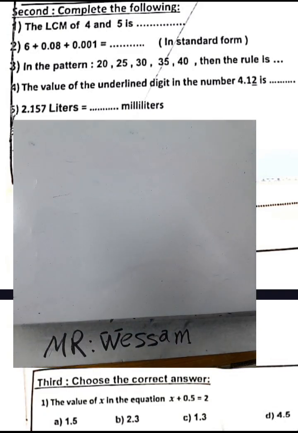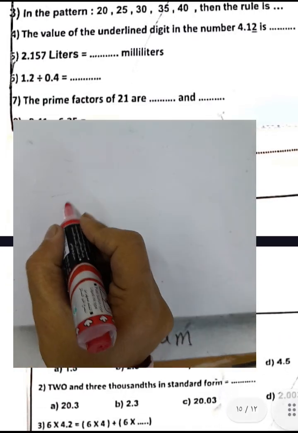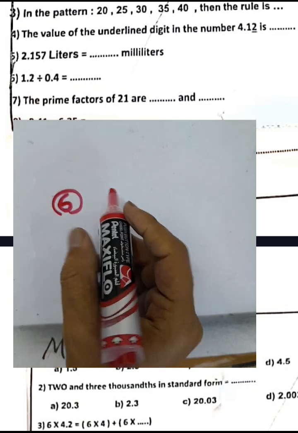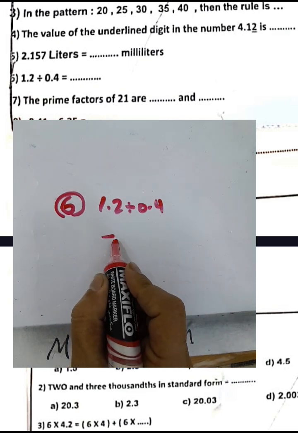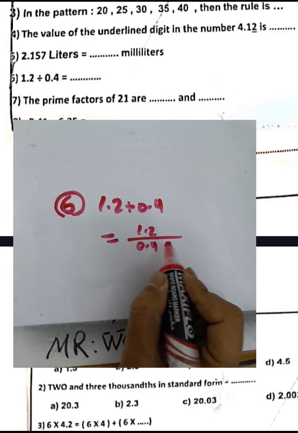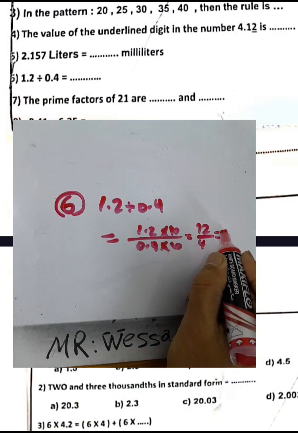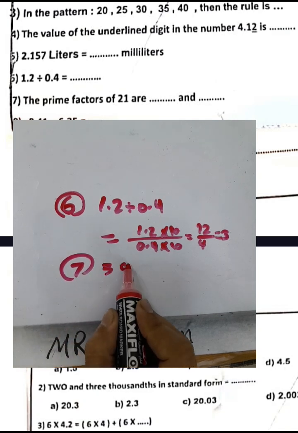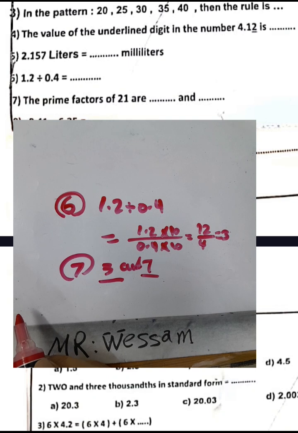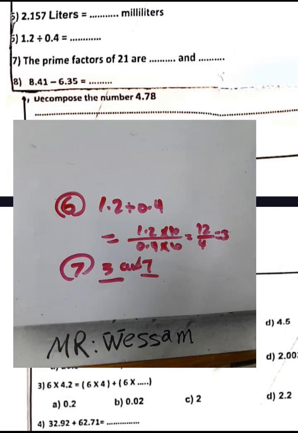Question number 6. 1.2 divided by 0.4. We can write 1.2 over 0.4, multiplying by 10 the numerator and denominator, it will be 12 divided by 4. The result will be equal to 3. The prime factors of 21 are 3 and 7. 21 can be divided by 3 and 7 only in the prime factors. We know any prime number can be divided by itself and 1 only. You have 2 factors for any prime number.